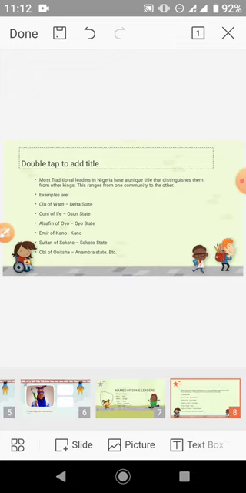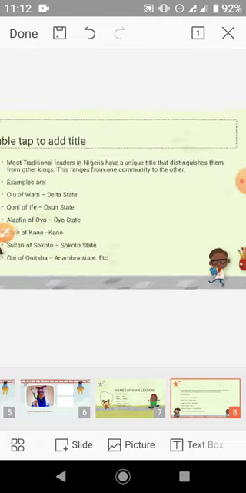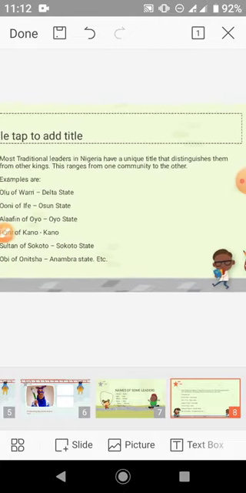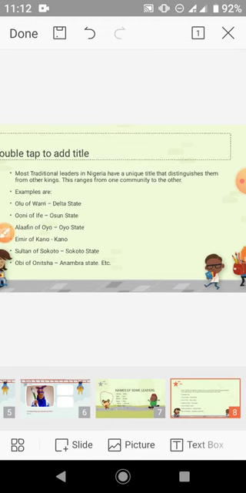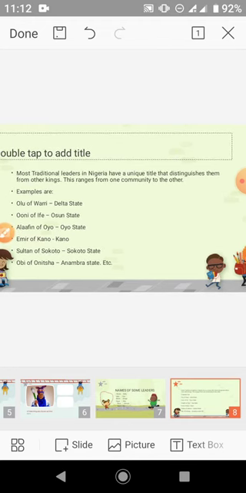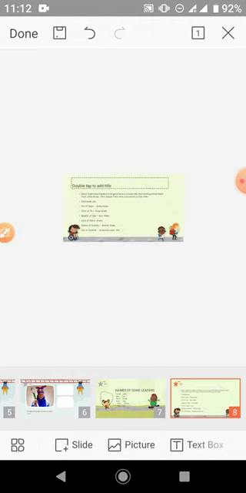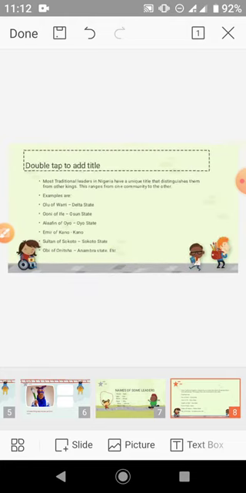We started the examples, just like we said in the previous slide. Olu of Warri is in Delta State. Oni of Ife is in Osun State, is Yoruba land. Alaafin of Oyo, Emir of Kano, Sultan of Sokoto, and of course, Obi of Onitsha. We can take note of all these titles, how they differ from one area to the other.